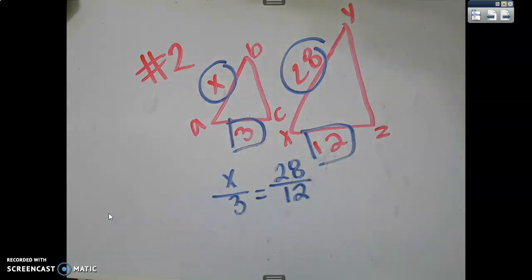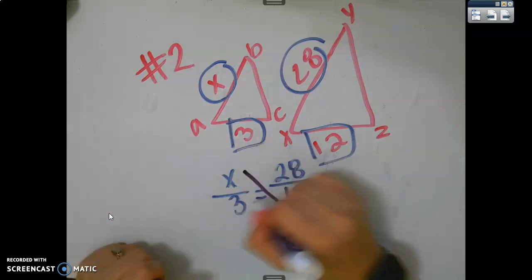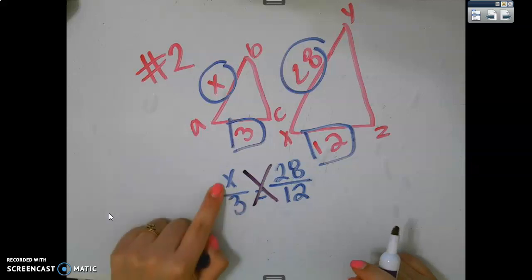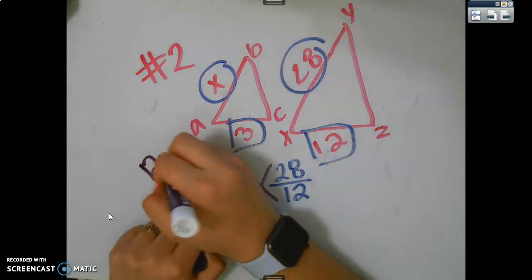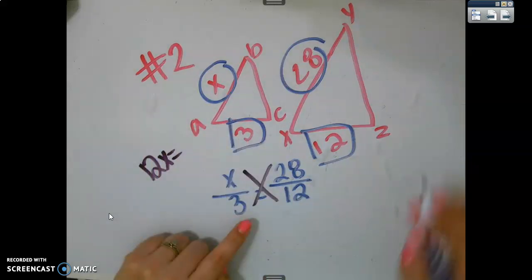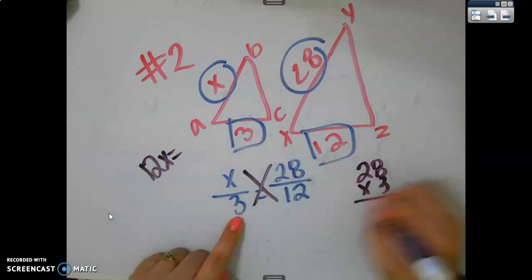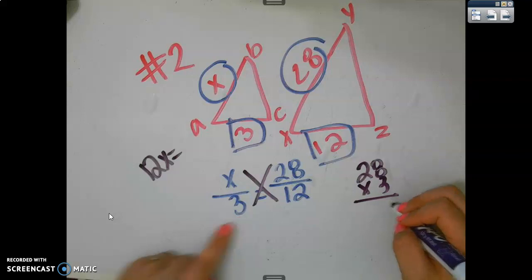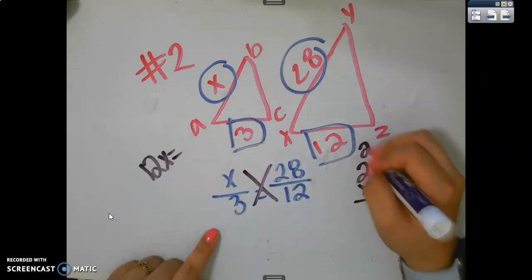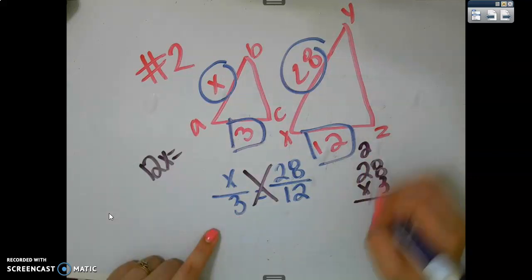At this point, I'm just going to go ahead and cross multiply. 12 times x is going to give me 12x equals, then I'm going to multiply 28 times 3. 8 times 3 is going to give me 24. 3 times 2 is 6, 7, 8, 84.